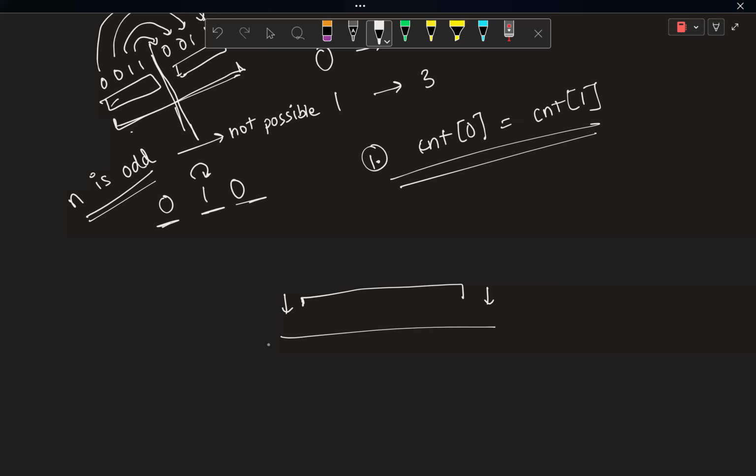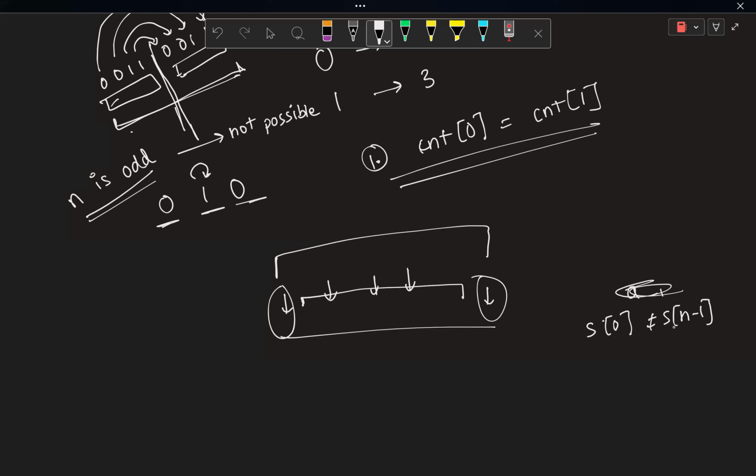So for that, what I did was observe that if this guy and this guy are not equal, and I apply any operation in the remaining substring, whatever happens, these two elements will still remain different. If s of 0 is not equal to s of n minus 1, which is the last element, and I insert some string in between, the first and last element would still remain different.